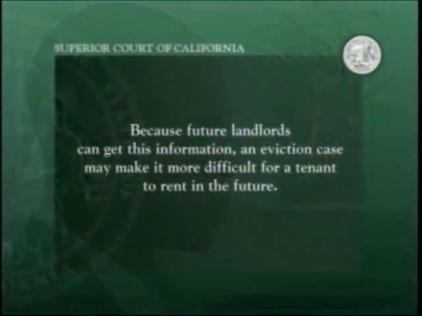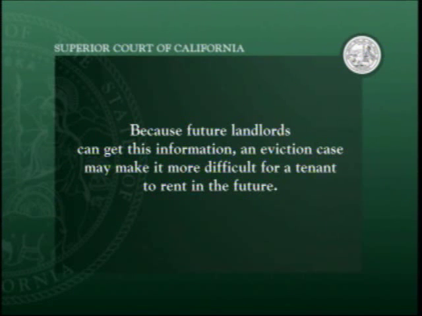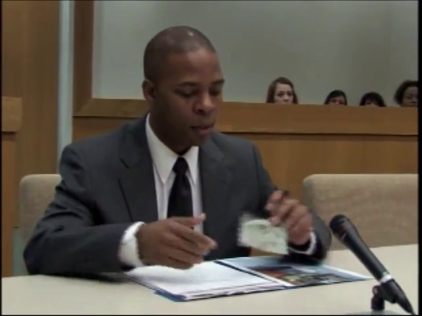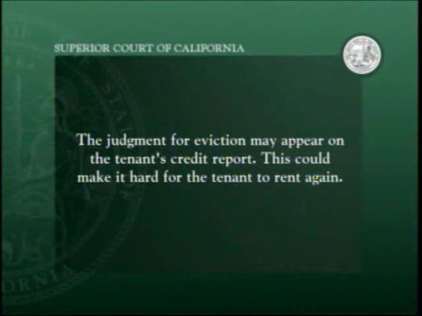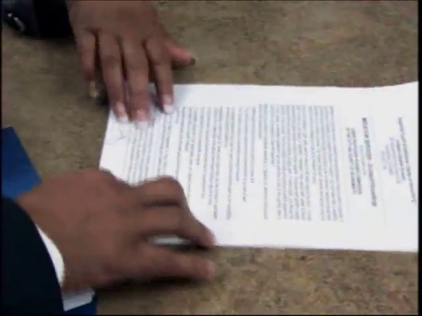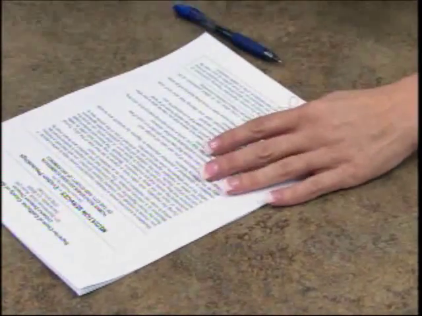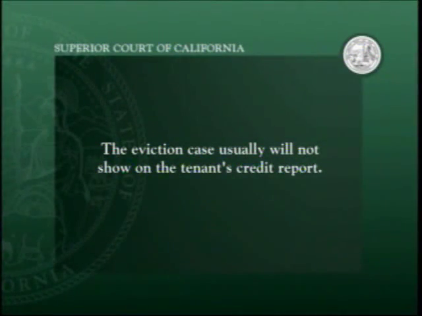This means that someone could do a search of public records, find the eviction case, and see what happened on it. Because future landlords can get this information, an eviction case may make it more difficult for a tenant to rent in the future. If the landlord wins the eviction case, either because the tenant does not answer or because the tenant answers and loses, the judgment for eviction may appear on the tenant's credit report. This could make it hard for the tenant to rent again. If the tenant wins after a trial, or if both sides reach a solution by written agreement, the eviction case usually will not show on the tenant's credit report.